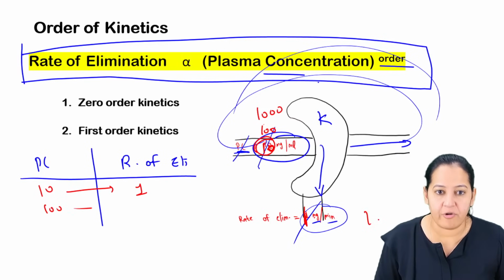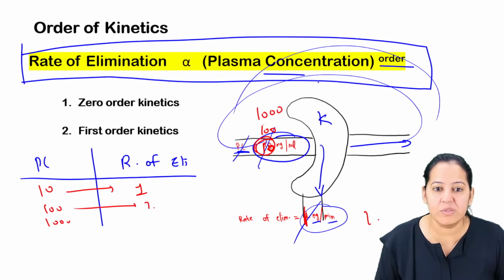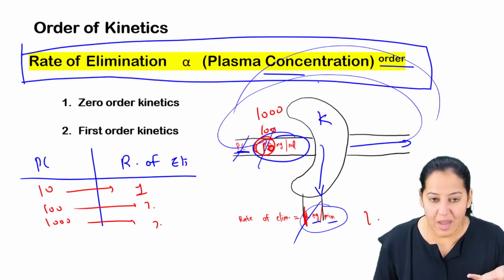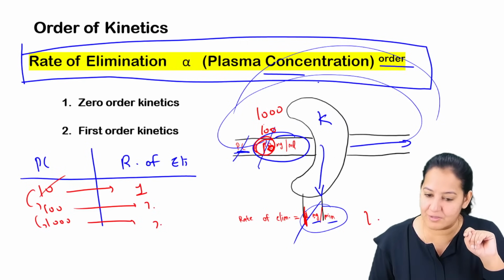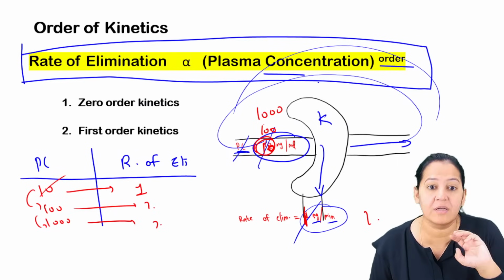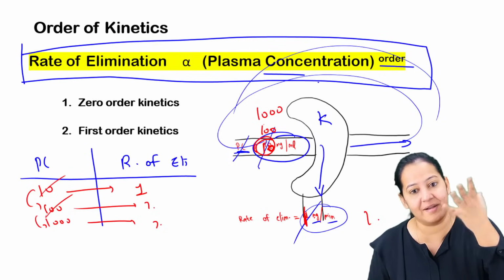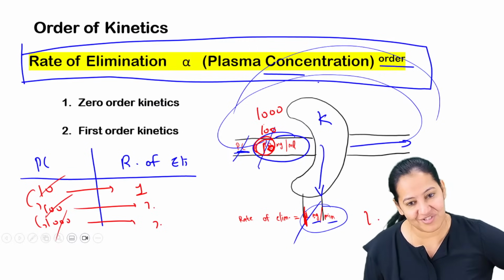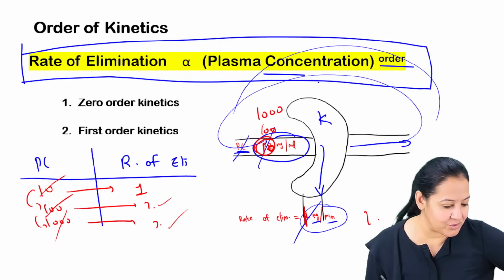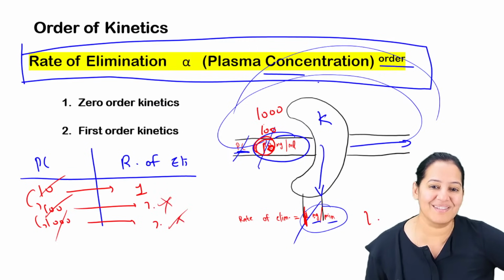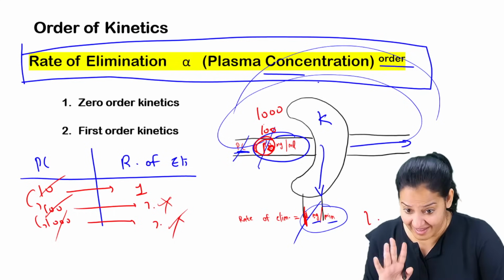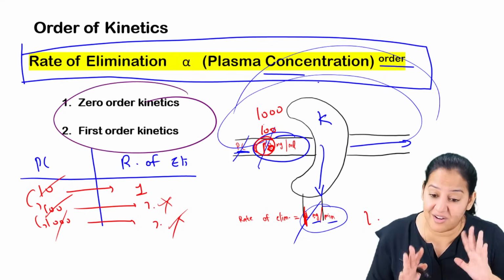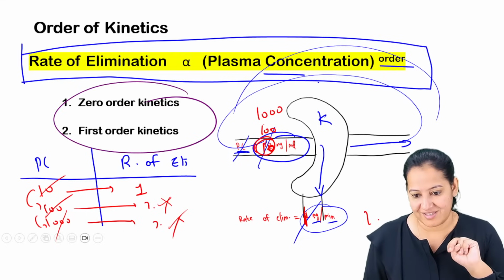Now what if it is 100? What will happen here? What if it is 1000, 10,000? I am increasing the plasma concentration. I'm giving 1 tablet to the patient, the concentration is this. I'm giving 10 tablets to the patient. The patient has tried to commit suicide and has taken 100 tablets. The concentration is this. So what is the rate of excretion? No, you cannot answer it. You should say, ma'am, it depends. The correct answer is, ma'am, it depends on the order of kinetics the drug is following. There are 2 types of drugs.